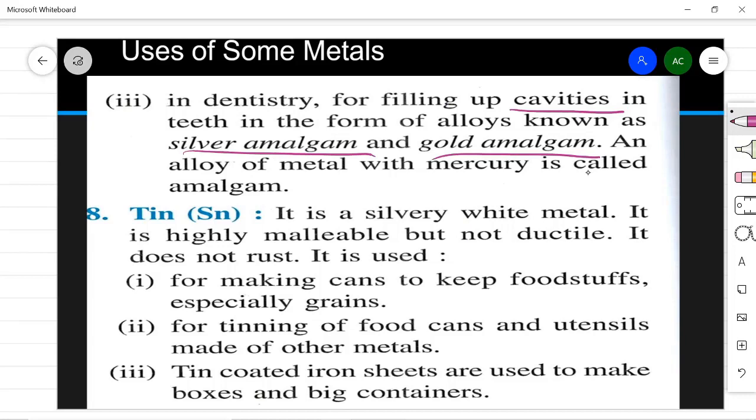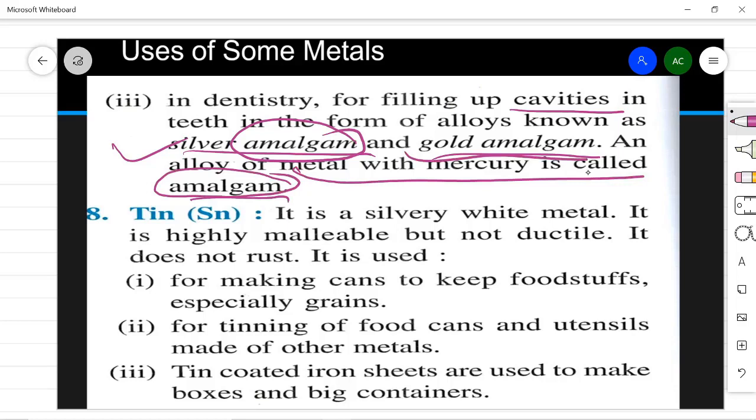अगर गोल्ड के साथ मिल गया तो गोल्ड अमेलगम और सिल्वर के साथ मिल गया तो सिल्वर अमेलगम. तो ये जो वर्ड है अमेलगम, इसका मतलब है मरकरी. तो अगर आपने किसी के आगे अमेलगम लगाया तो समझ लीजिए कि उसके साथ मरकरी मिक्स्ड है. तो सिल्वर अमेलगम मीन्स सिल्वर एंड मरकरी, गोल्ड अमेलगम मीन्स गोल्ड एंड मरकरी. सो एन अलॉय ऑफ मेटल विथ मरकरी इज कॉल्ड अमेलगम. क्वेश्चन बनता है व्हाट इज अमेलगम, ओके, इस तरह से.